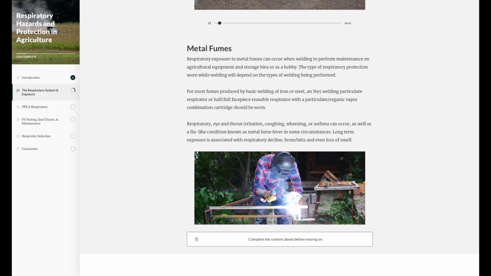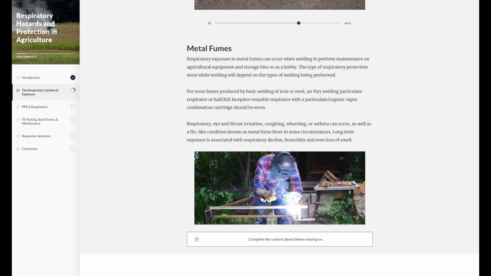Respiratory exposure to metal fumes can occur when welding to perform maintenance on agricultural equipment and storage bins, or as a hobby. The type of respiratory protection worn while welding will depend on the types of welding being performed. For most fumes produced by basic welding of iron or steel, an N95 welding particulate respirator or half-full facepiece reusable respirator with a particulate organic vapor combination cartridge should be worn.